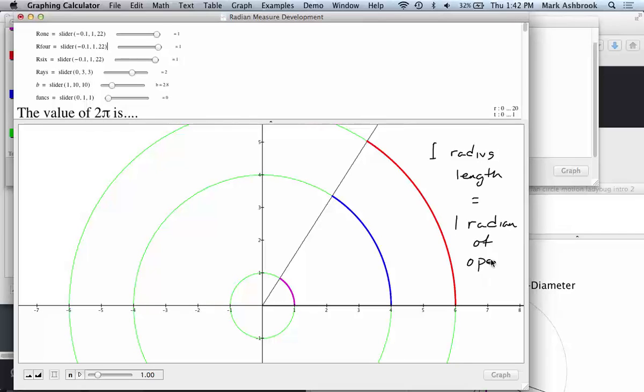The slight difference is that radians are measuring the openness, the angle measure. Radius lengths are measuring the arc length. So it's a subtle difference. Radians are about how open the rays are, radius lengths are arc length, but the number is the same. The number is the same, and that defines radians. We define radians by the number of radius lengths cut off by the rays.